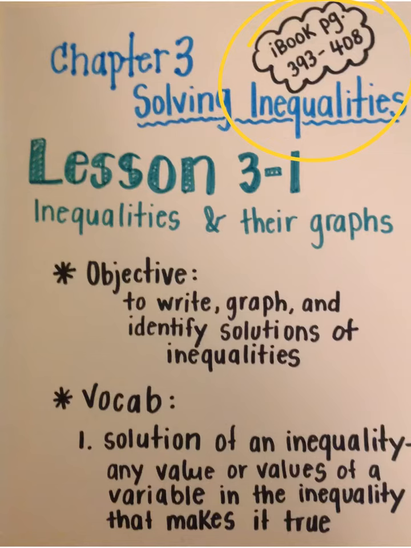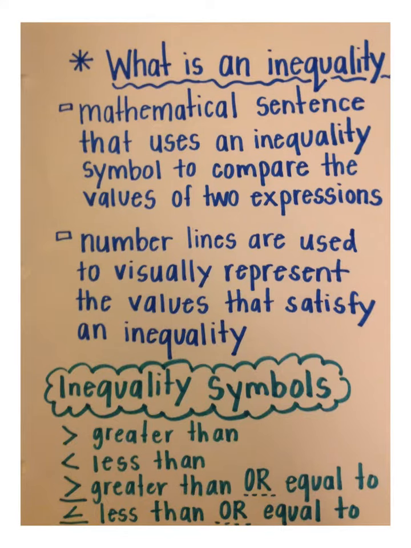The only vocab that goes along with this lesson is the solution of an inequality, which is any value or values of a variable in the inequality that makes it true. So first, let's talk about what an inequality is. An inequality is a math sentence that uses those inequality symbols to compare the values of two expressions. We use number lines to visually represent the values that satisfy an inequality, or the solution of an inequality.